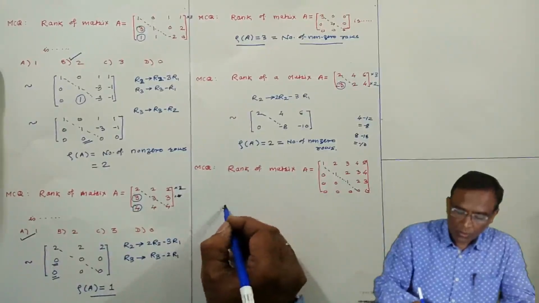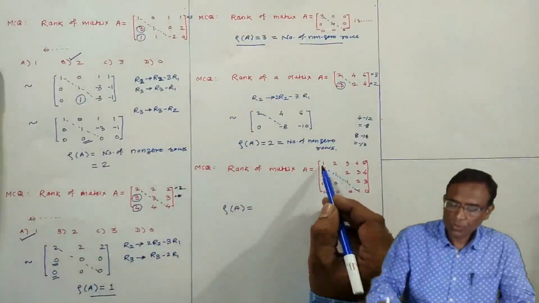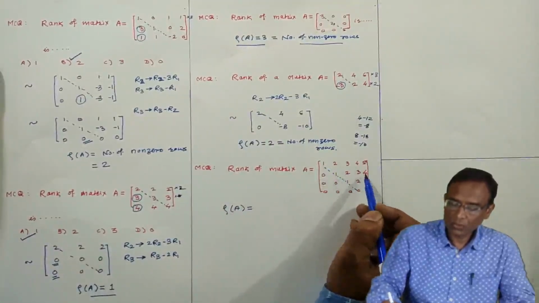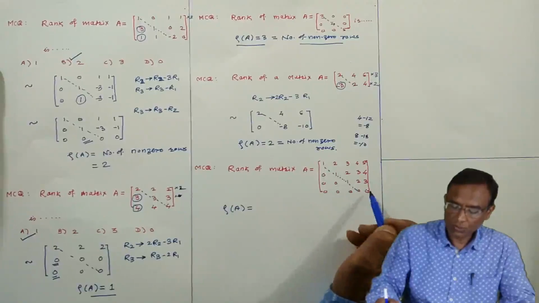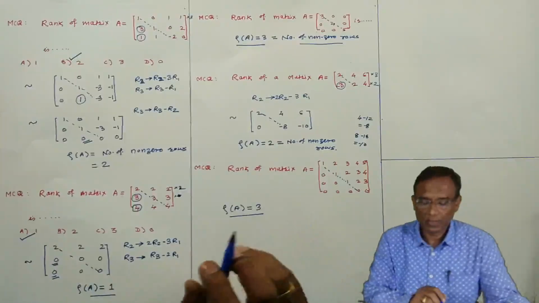Now how many non-zero rows are there? Non-zero row first, non-zero row second, non-zero row third, and the last one is a 0 row. Means 3 is the rank of this matrix. In this way we can find out the rank.